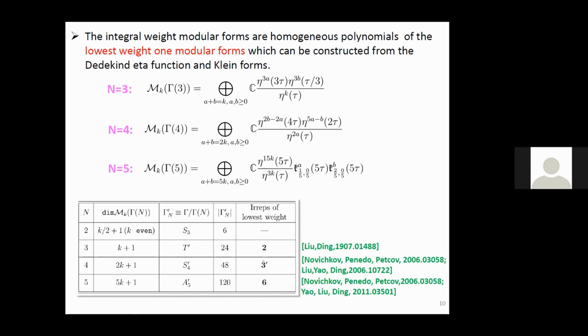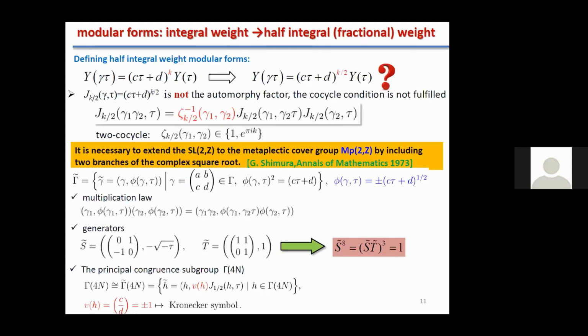They gave the homogeneous finite modular groups gamma n prime. So this is the first development along the weight of modular forms.